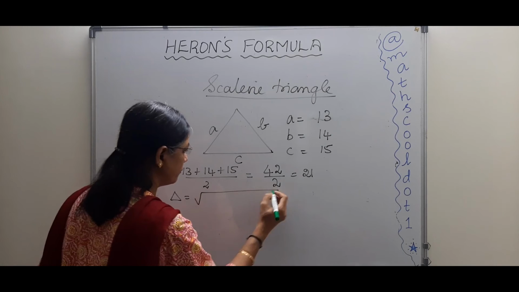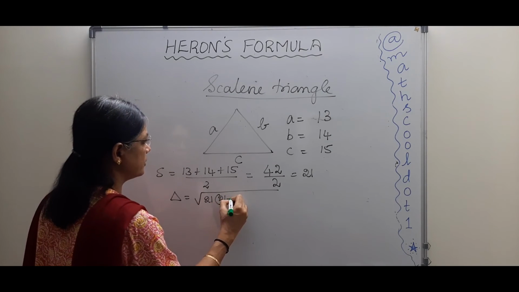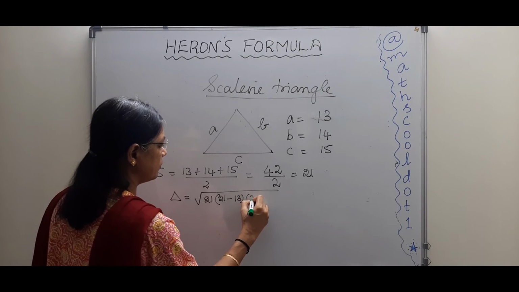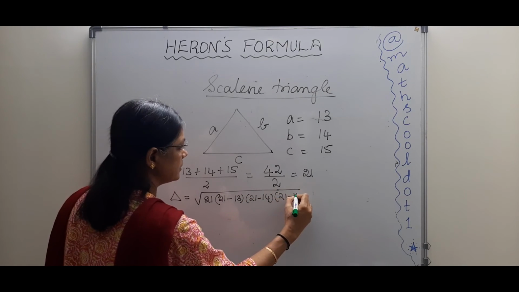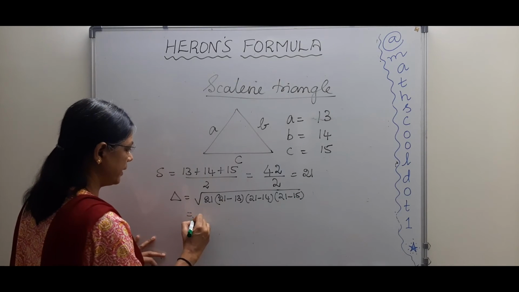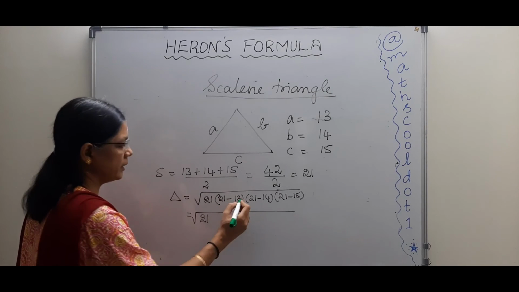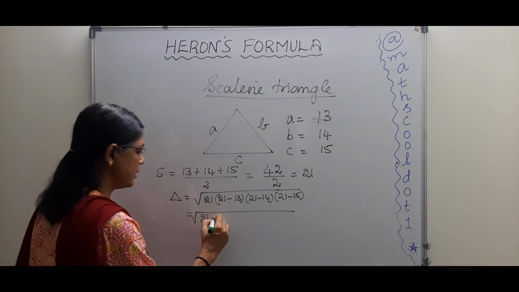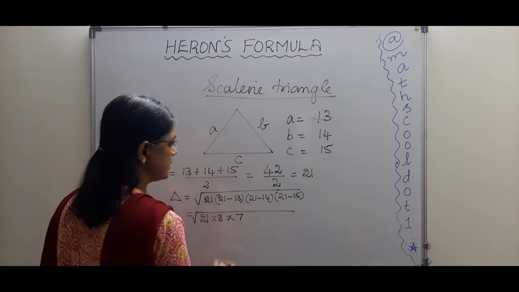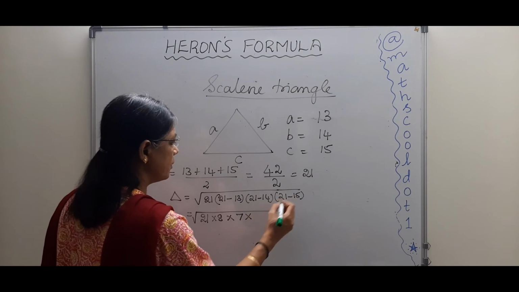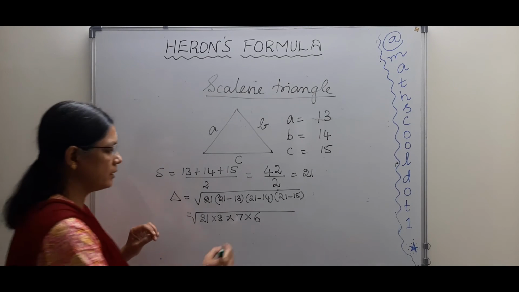So root of S, which is 21. Now S minus A, 21 minus 13, 21 minus 14, 21 minus 15. Now what do we get? Root of 21, 21 minus 13 is 8, 21 minus 14 is 7, 21 minus 15 is 6. Right? So what is the answer here?